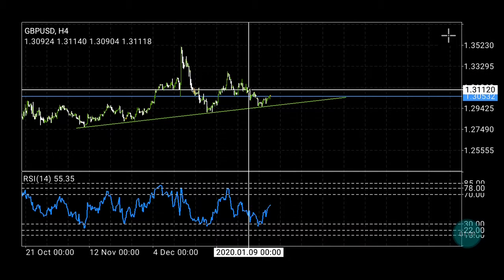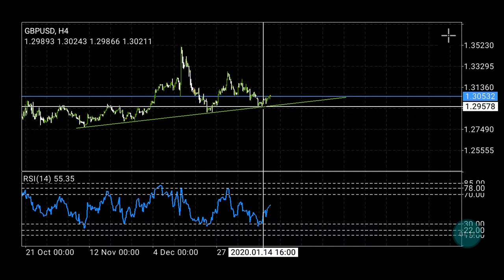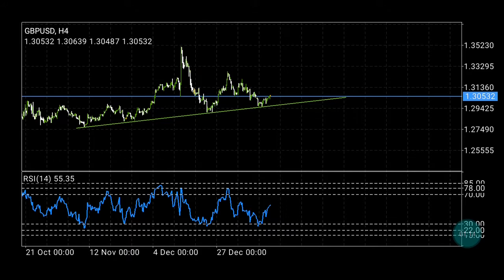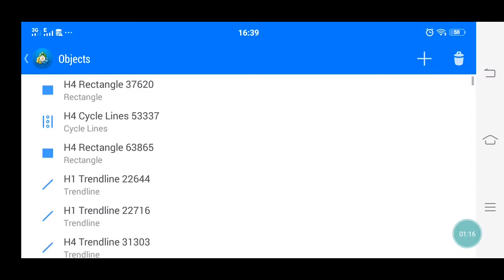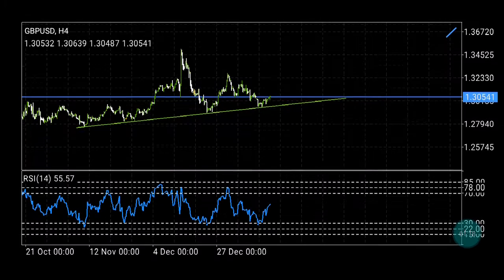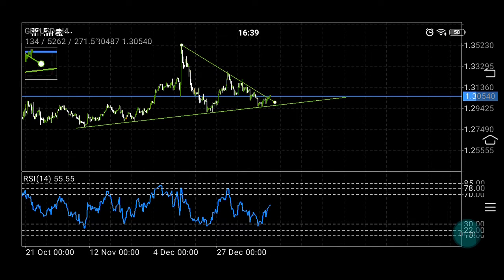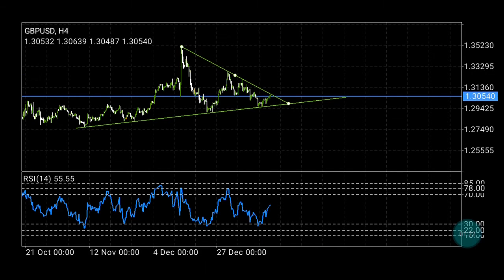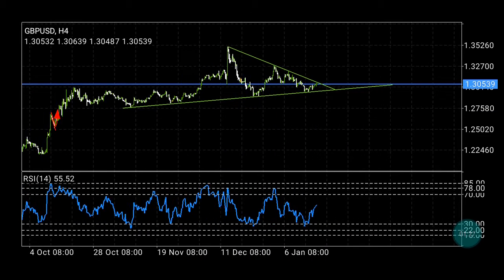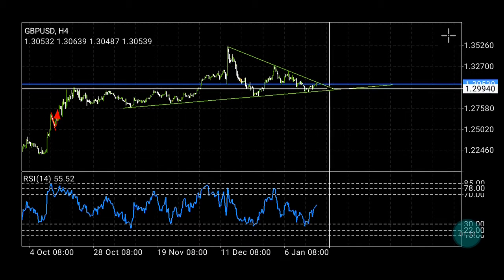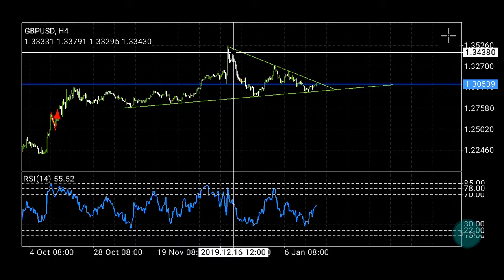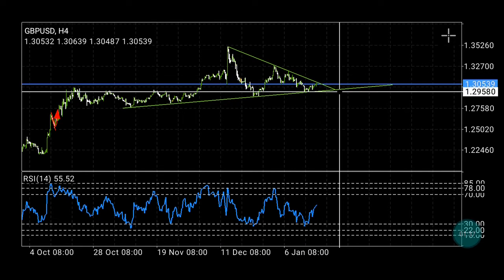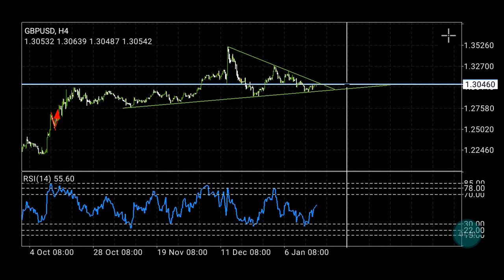The market went down, touched this line and is now going up. Next target, we see the next target. One more line drawn. That is a good signal. The market completed a wedge. The market completed a wedge, and the indicator shows the next target.